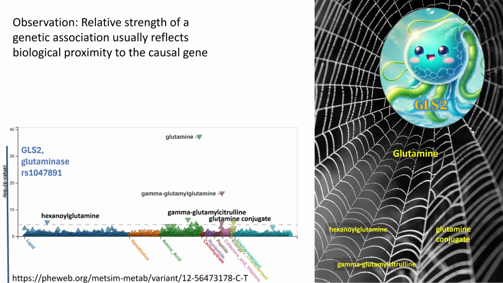This web up here is how I think about it. If we think of glutaminase GLS2 at the middle of its biological web, it has effects that ripple out away from it. The most proximal effect is what it does to glutamine, and then you have these secondary effects around all these other metabolites. And so how does this play out?